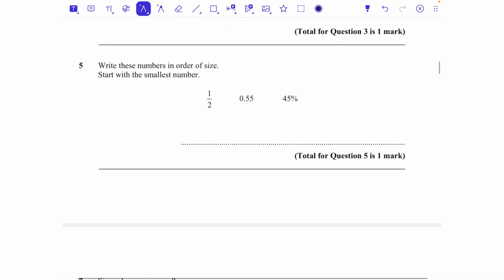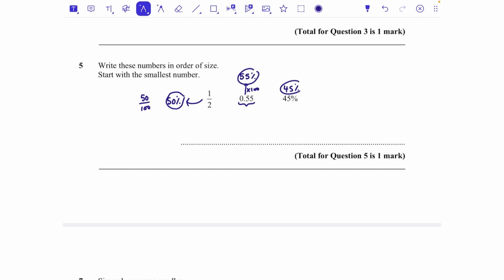Question number 5. Write these numbers in order of size, start with the smallest number. So to compare percentages with decimals with fractions, we want to make them all the same format. I'm going to go for percentage here. So we've already got 45%, 0.55. Now to go from a decimal to a percentage, we want to times by 100. So that's going to be 55%. And a half is 50%. 50 out of 100, which we know is 50%. So there we go. I've got 50%, 55%, and 45%.